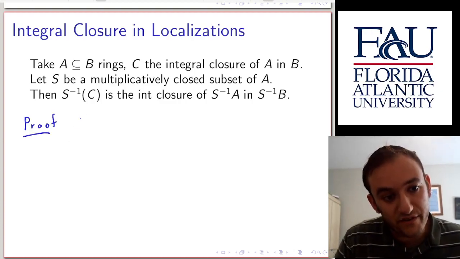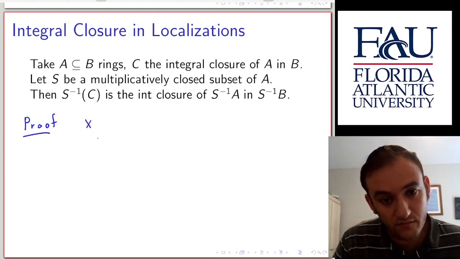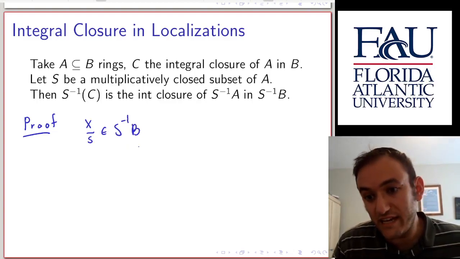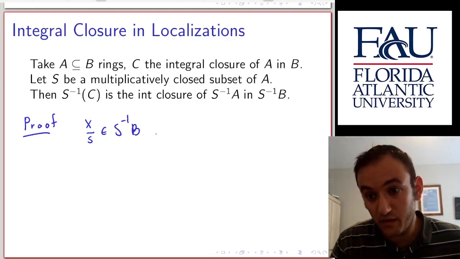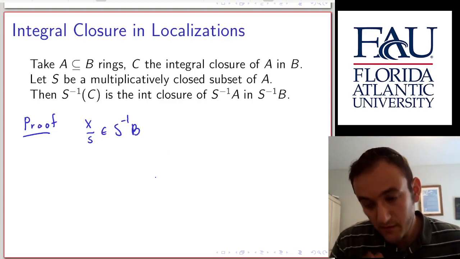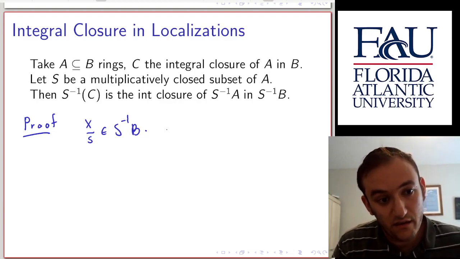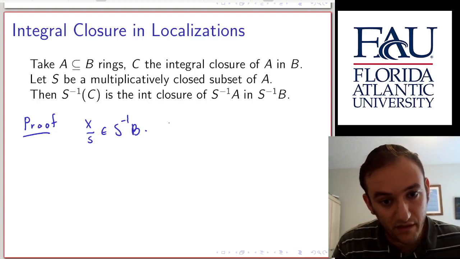So suppose we have x over s in S inverse B, which satisfies a monic polynomial relation in S inverse A with coefficients in S inverse A. In other words, it is integral over S inverse A. So what does that mean for us?